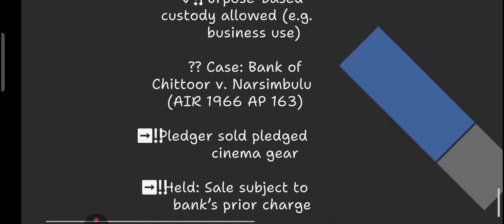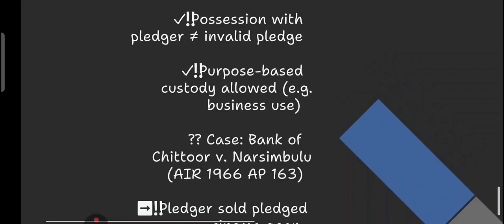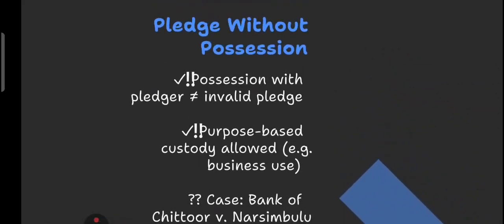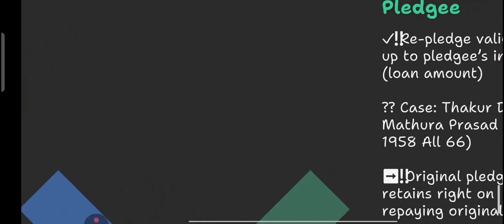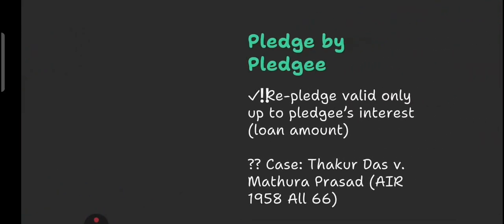So that is the main point: a pledge without possession is considered invalid. It means the pledgee must hold the pledged goods to secure the loan. However, in some cases, custody for a purpose is allowed. So this is called pledge without possession. And then pledge by pledgee.